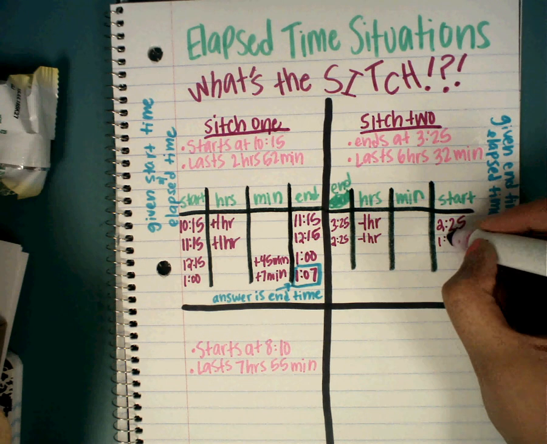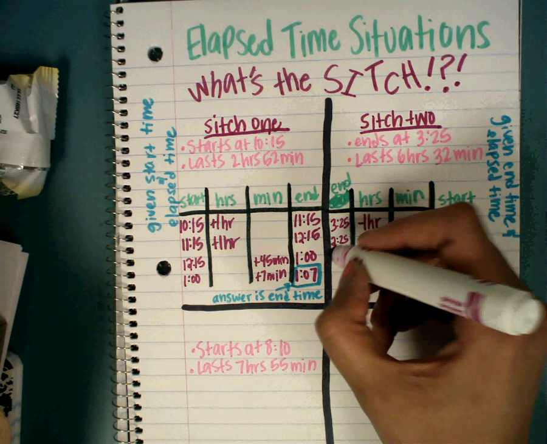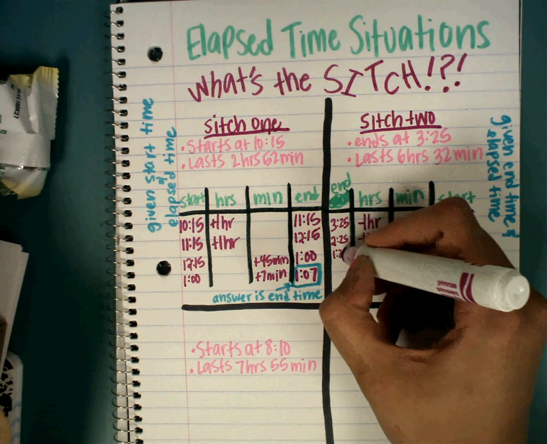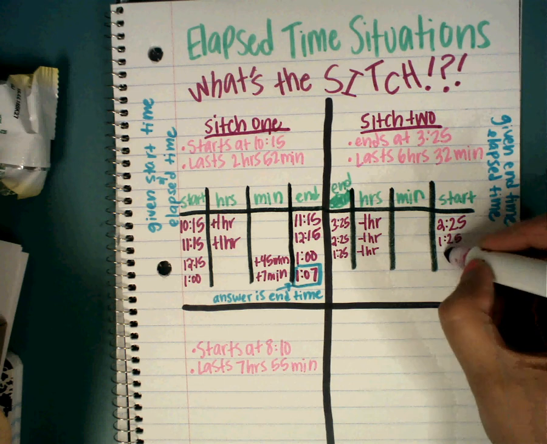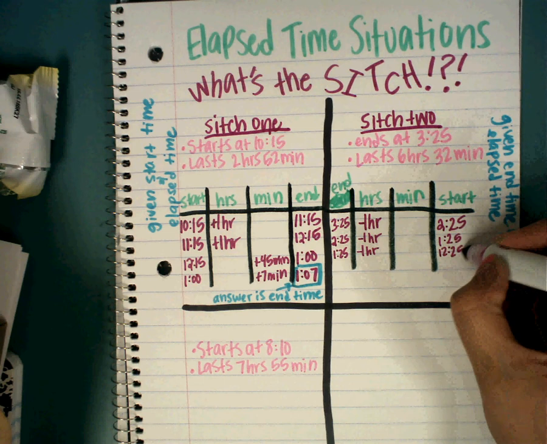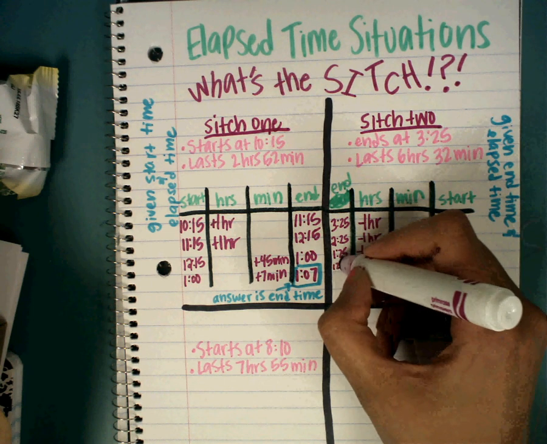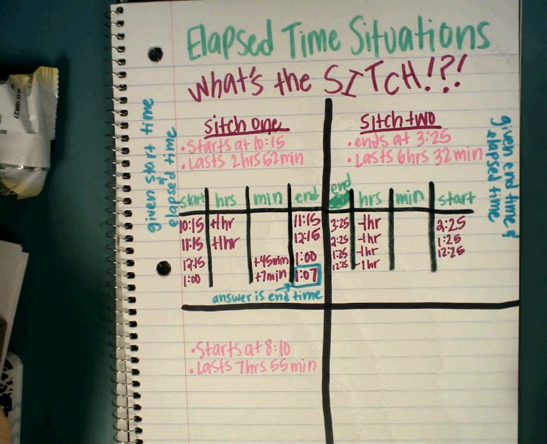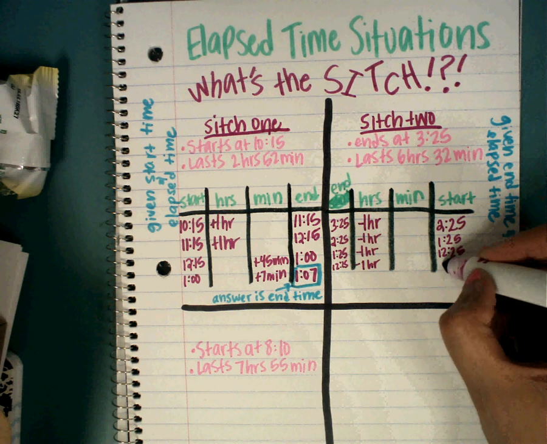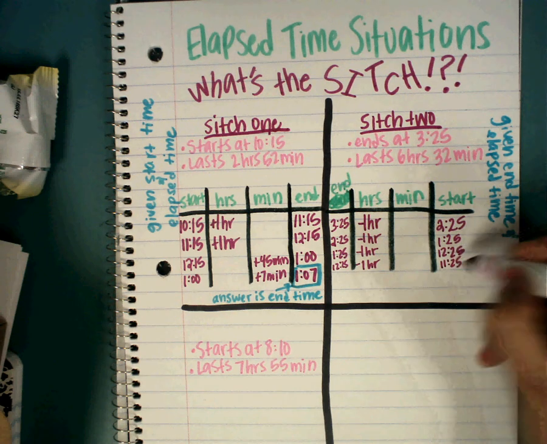1:25. Okay? 1:25 minus an hour gets me to 12:25. 12:25 minus an hour. Remember, I have to do this 6 times because it lasted 6 hours. Minus an hour becomes 11:25.